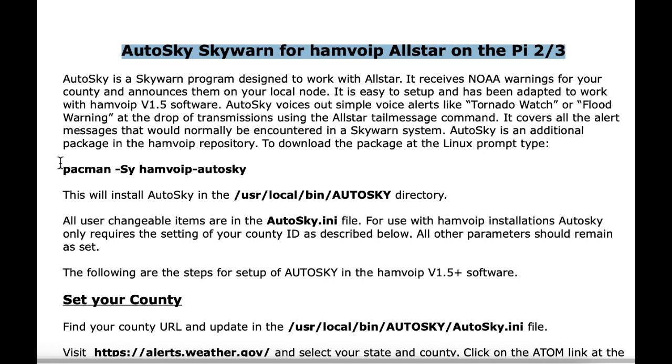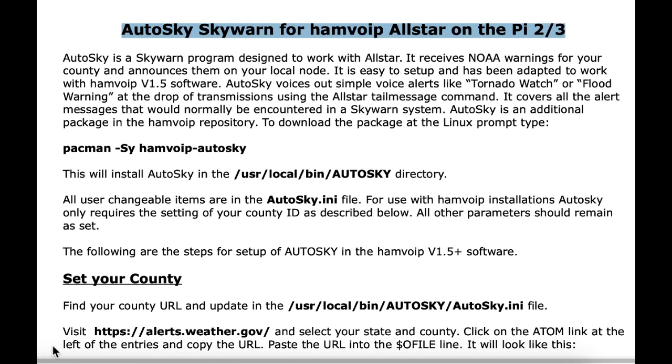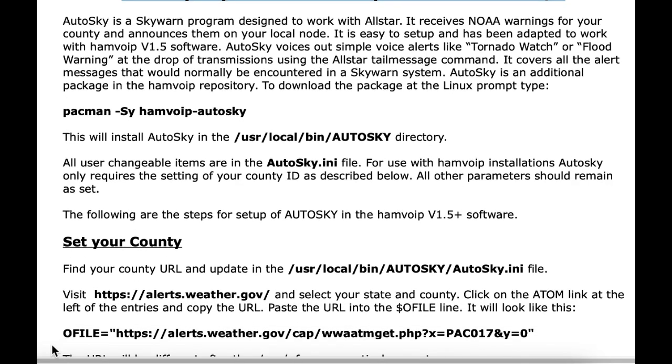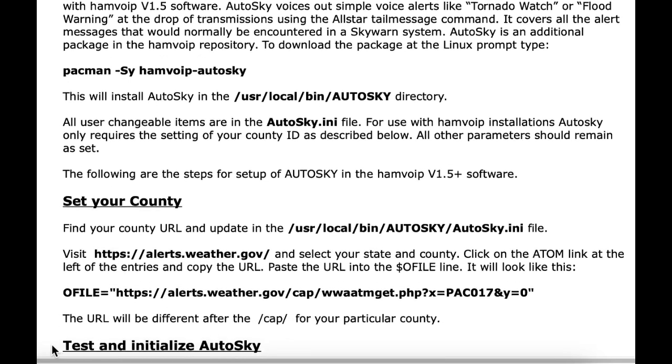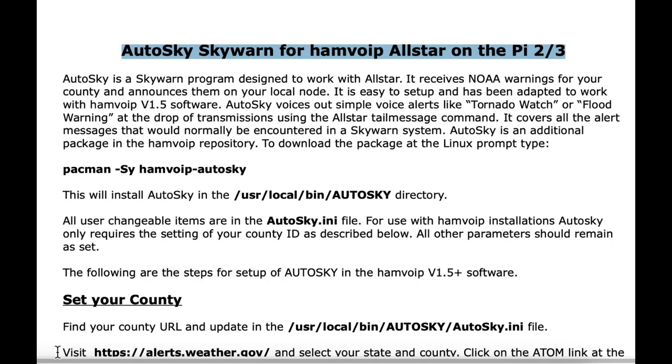AutoSky is a SkyWarn program designed to work with AllStar. It receives NOAA weather warnings for your county and announces them on your local node. It is easy to set up and has been adapted to work with HamVoip version 1.5 software and later. AutoSky voices out simple voice alerts like tornado watch or flood warning at the drop of transmissions using the AllStar tell message command. It covers all the alert messages that would normally be encountered in a SkyWarn system.